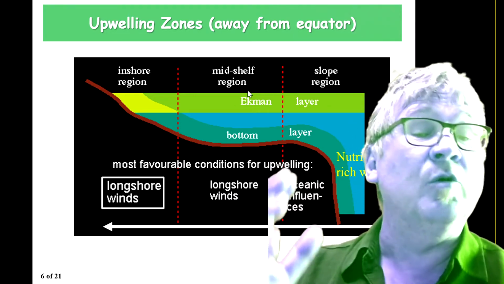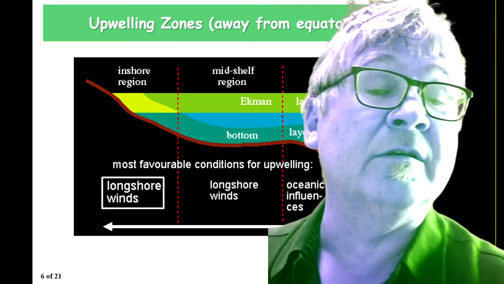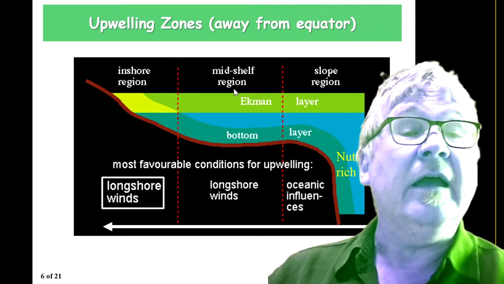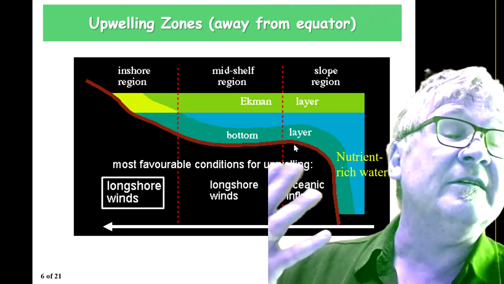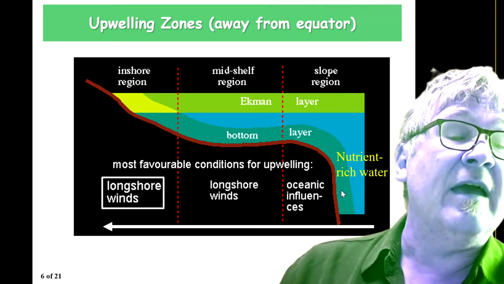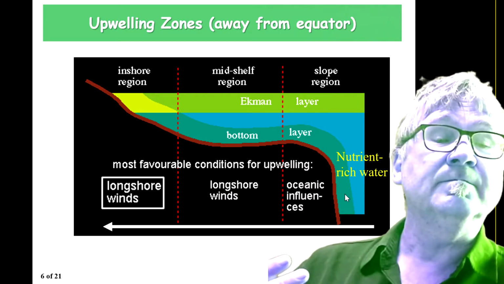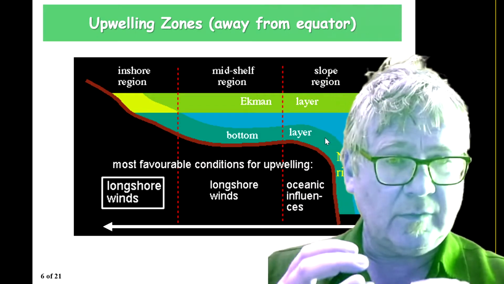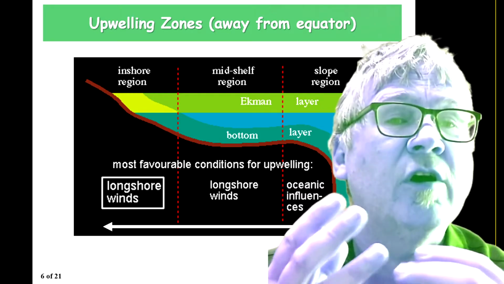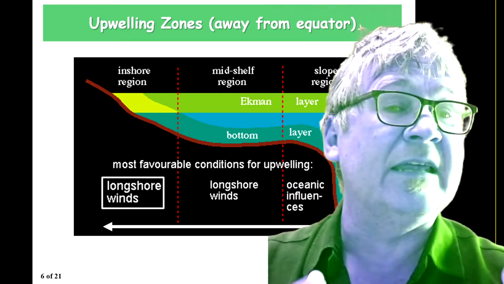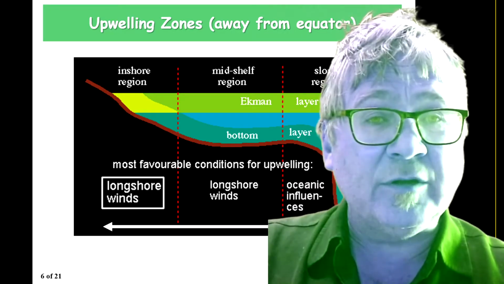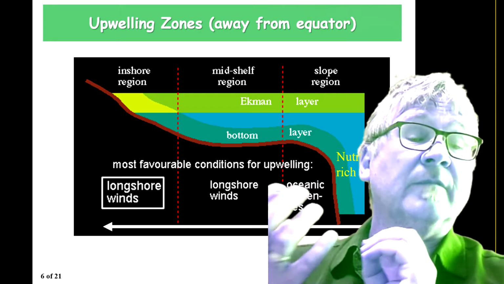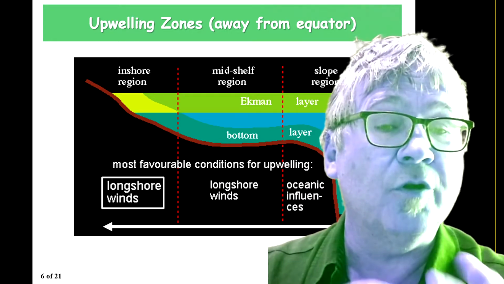You have a zone where the layers are separated, the surface and bottom Ekman layer. We call it the mid-shelf region. And then we have a slope region near the shelf break, where you have an oceanic influence. And it actually plays an important role, because it is a source of nutrients, a process that brings deeper water, which has higher nutrient levels, onto the shelf. Okay, it's a preconditioning process.